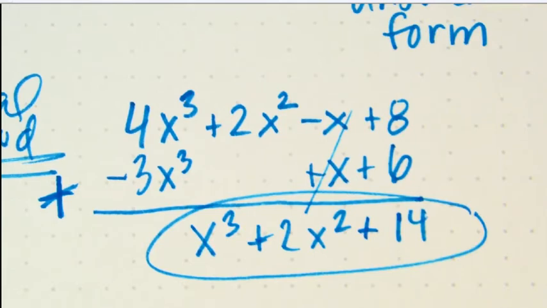When you do your work tonight, you can decide if you want to combine like terms horizontally or vertically. I do too. Keeps me organized and out of trouble. We're going to do another addition one that way.